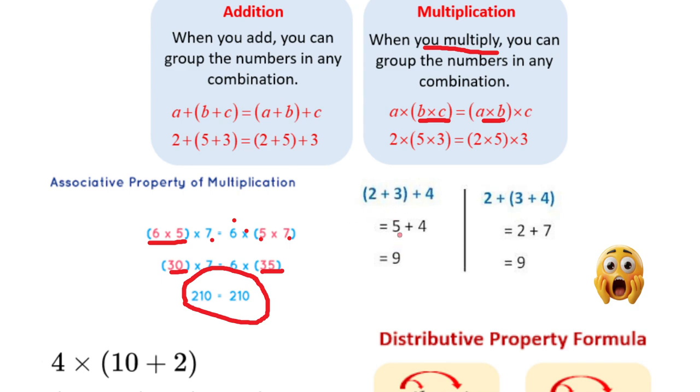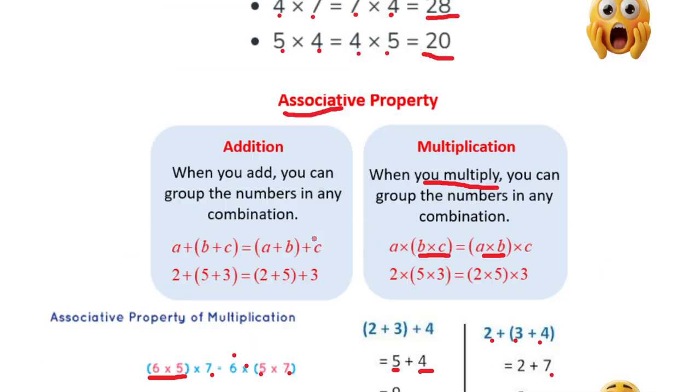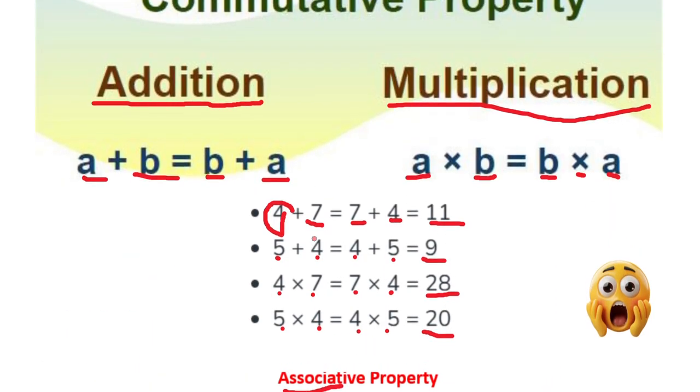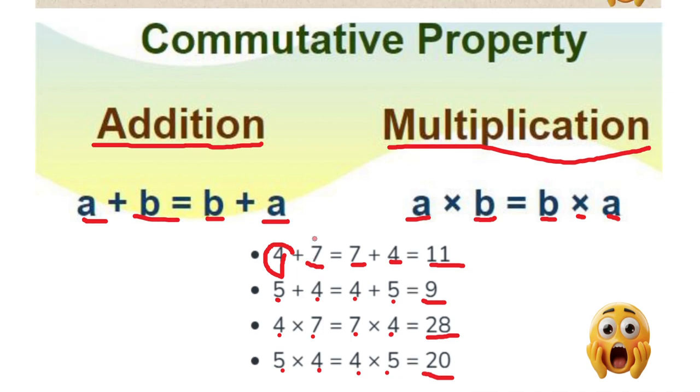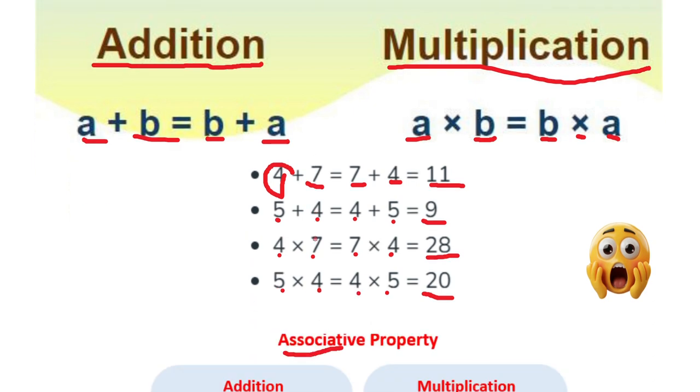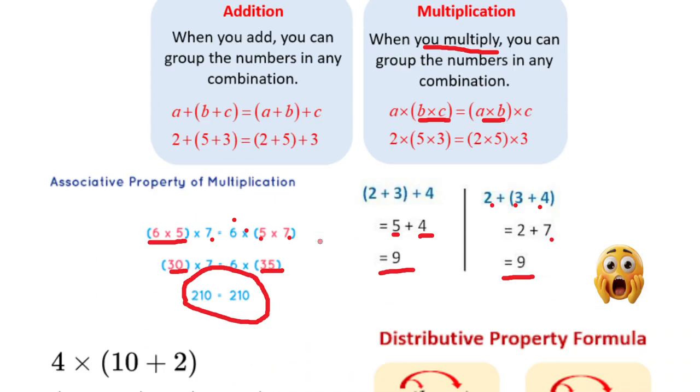The same thing we have here. 2 plus 3 gives us an answer of 5. 5 plus 4, which the final answer is 9. Here we're going to have 2 coming down, and then 3 plus 4, which gives us 7, and our final answer is 9. So associative and commutative, no matter which number comes first, your final answer will still be the same.